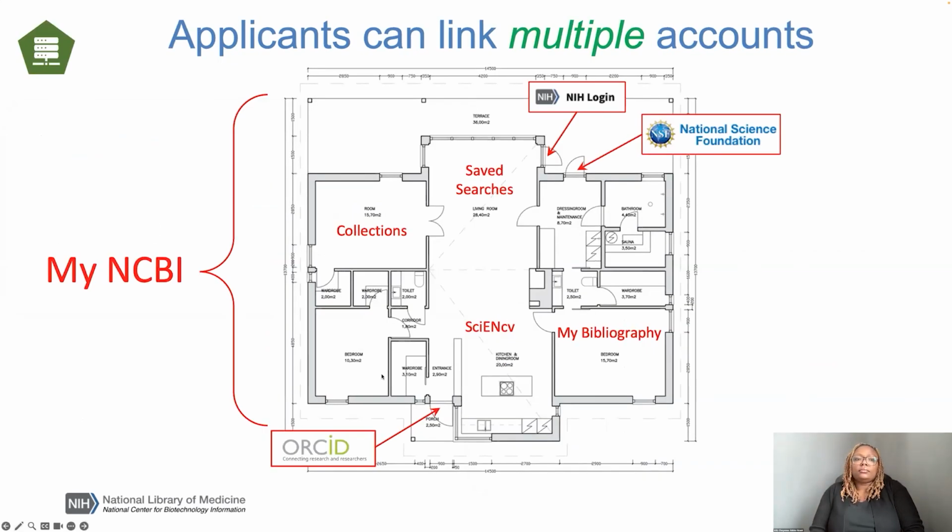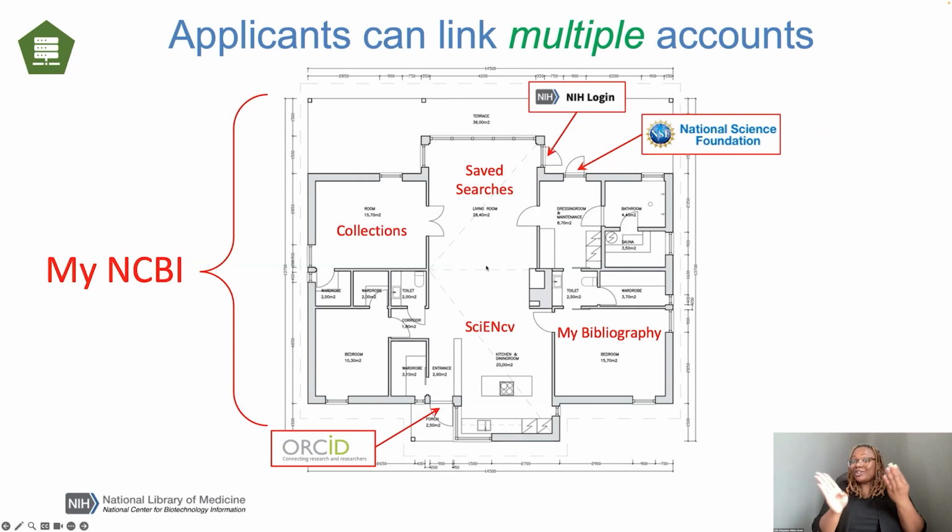The account that you have at NCBI, there's many other parts to it, and I'll use a house as an analogy. You can think of your account that you set up as a house, and each of the rooms is a tool that works with different databases that we have at NCBI. And SciENcv is one of those rooms. There's a bibliography tool that's tightly integrated with SciENcv. I'm going to show you how that works. And you access your house through a door. So if you've set up your NSF account, your Research.gov login, you can access your account through that door.